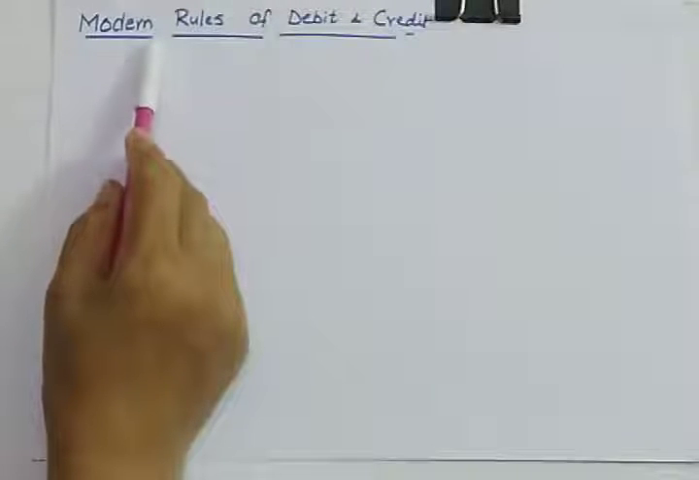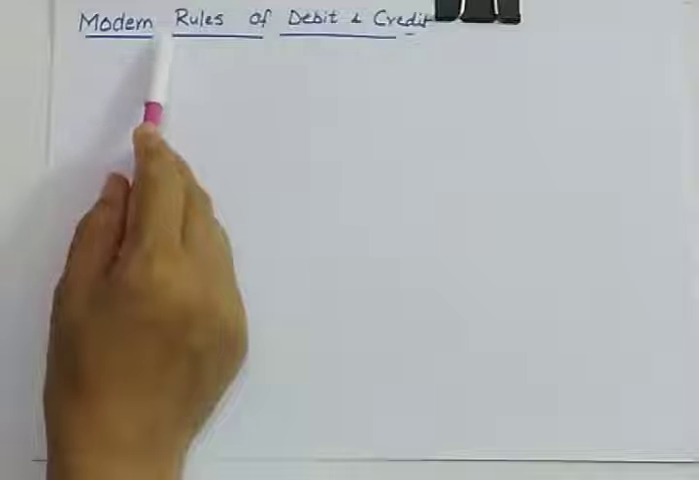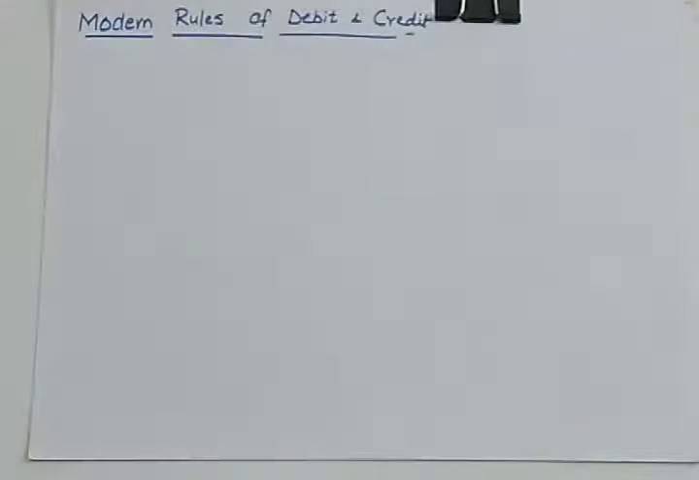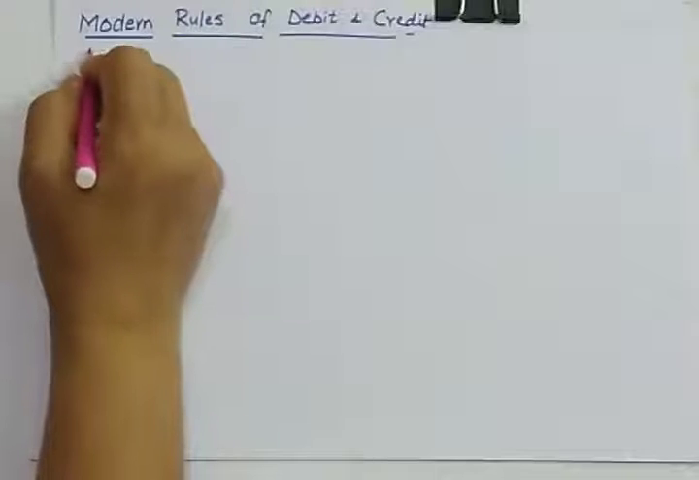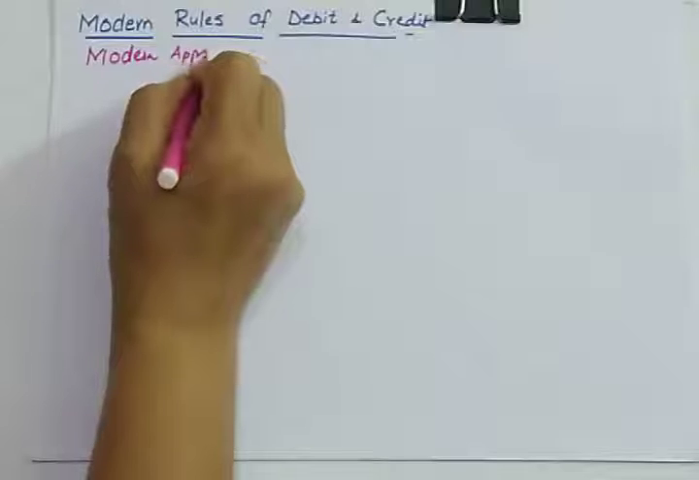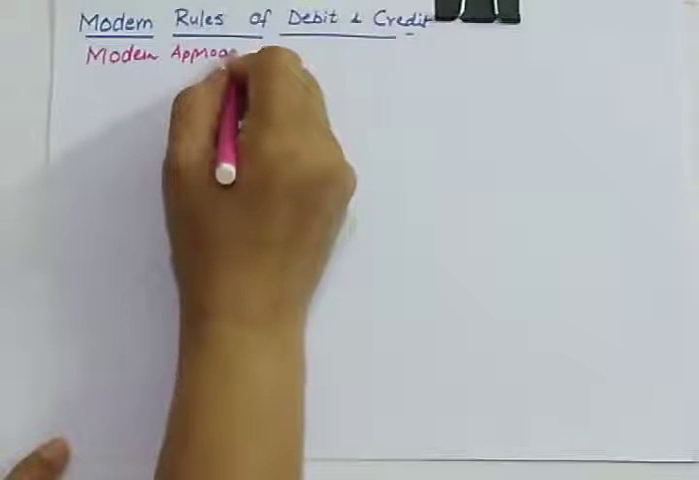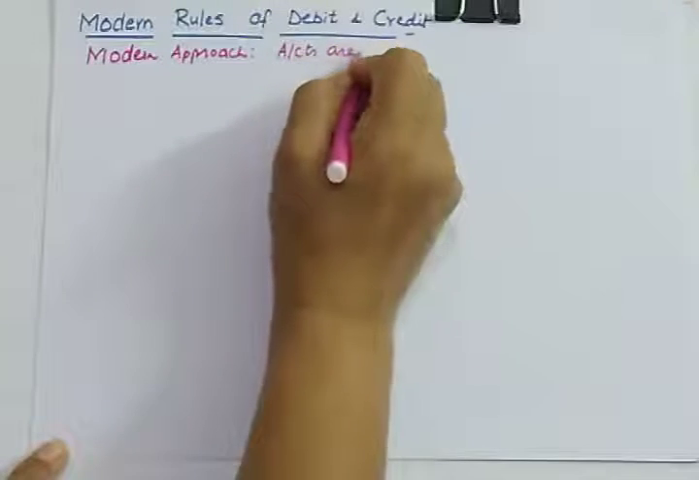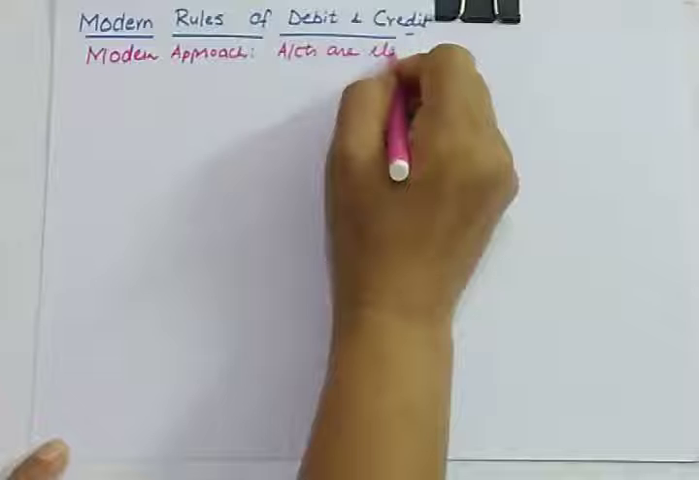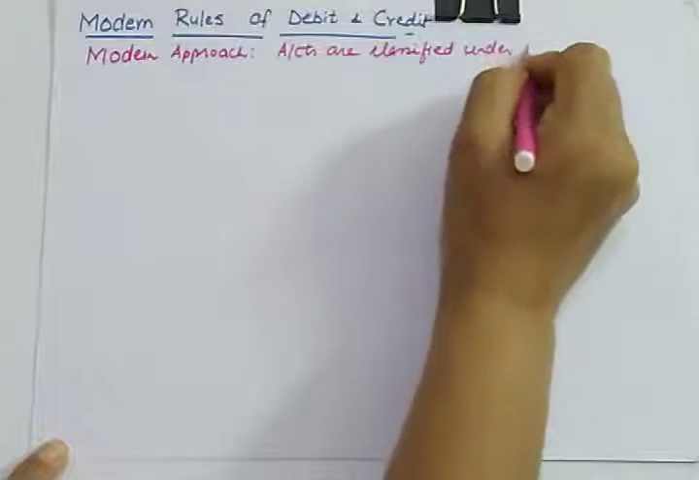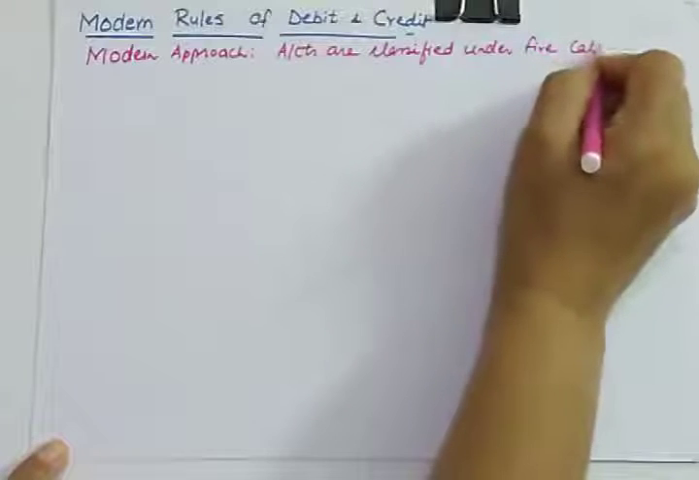In the previous lectures we have already done the rules of debit and credit through the traditional approach as well as through the 2G approach. Now what will happen in this modern approach? We classify all the accounts under this modern approach. Accounts are classified under 5 categories. Let us see those 5 categories.